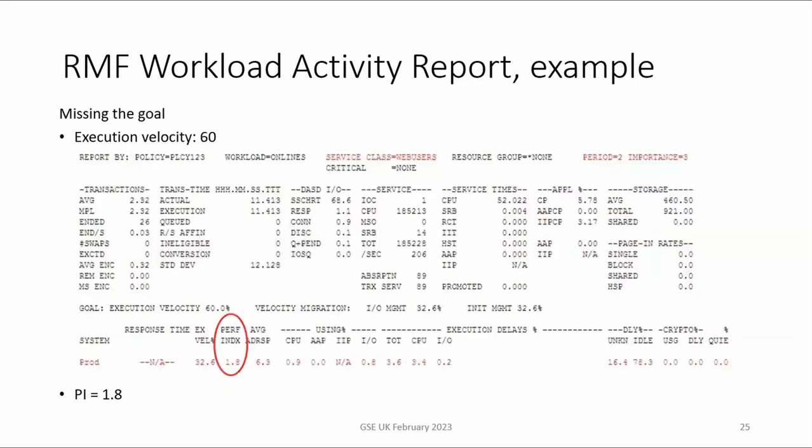All right, now here's an example of missing the goal, right? This is a different set of work. It's not response time work, right? It's got a velocity goal, but the velocity goal is 60%, and it's only getting 32.6%. So if you divide 60 by 32.6, you get something like 1.8, and so the performance index is 1.8. Now, this particular one is running in importance 3. So once WLM gets down to importance 3, it's going to be encouraged to give more resource to this work so that it can achieve its 60% velocity goal.